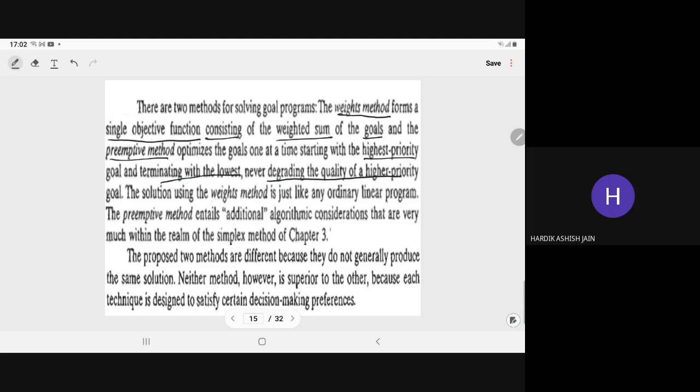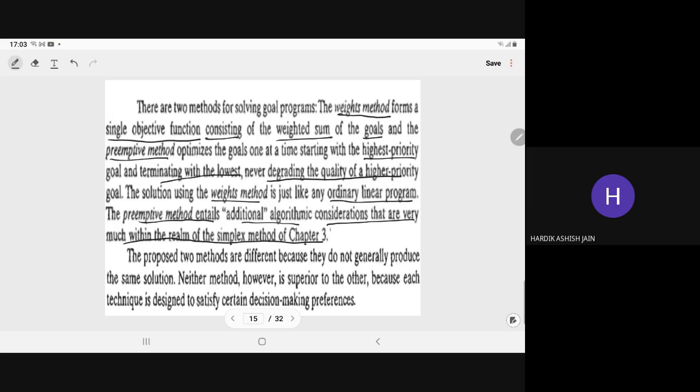So the solution using the weight method is nothing but an ordinary linear program, exactly the ordinary linear program whatever you have done till now. And the preemptive method entails an additional algorithm, meaning whatever you have studied for post optimal analysis, that technique we have to apply. Additional algorithm means we have to go with the dual simplex method, generalized simplex method, and others. Consideration that is very much within the realm of the simplex method in chapter 3.